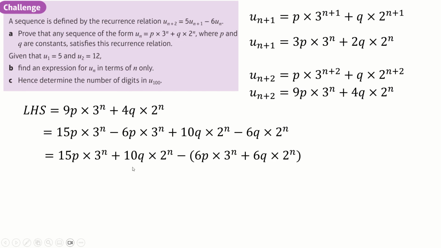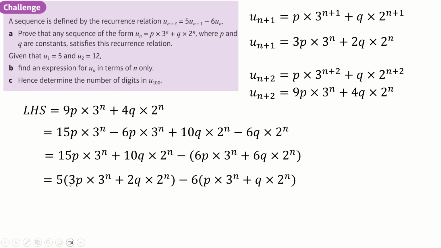And the reason I'm doing that is because I think I can factorize out 5 from this to leave behind 3 of the p's and 2 of the q's. And I can factorize out 6 from that to leave 1 of each. And I think this thing here is literally just un plus 1 by definition. And this thing here is un. And so therefore equals right-hand side, and we're done proving that.